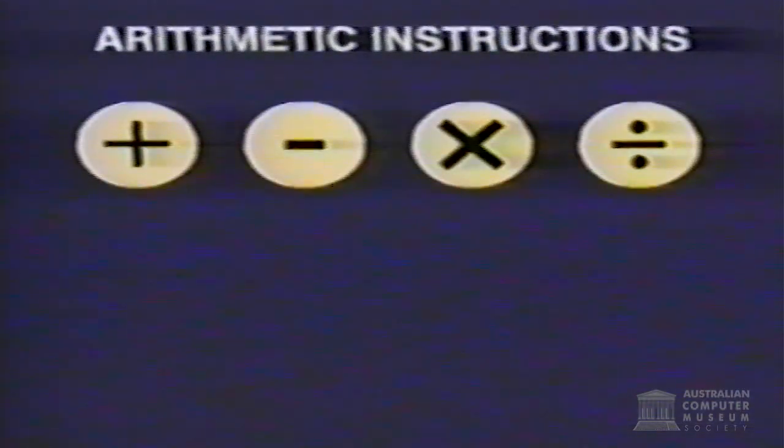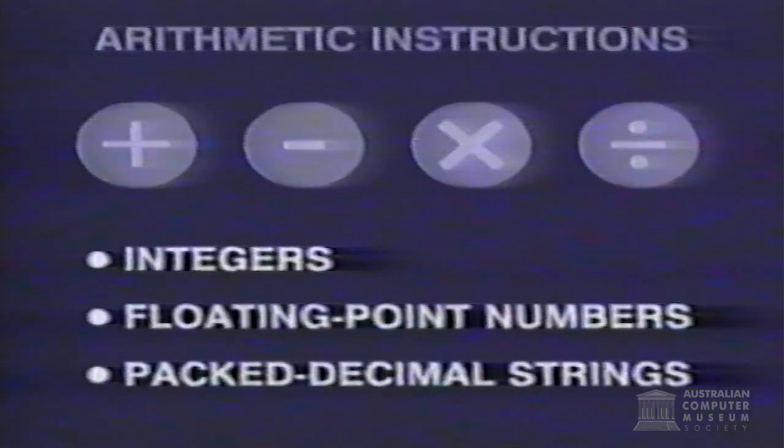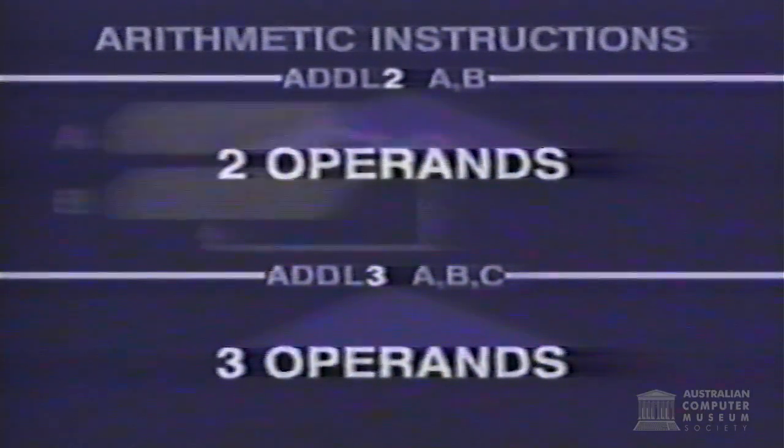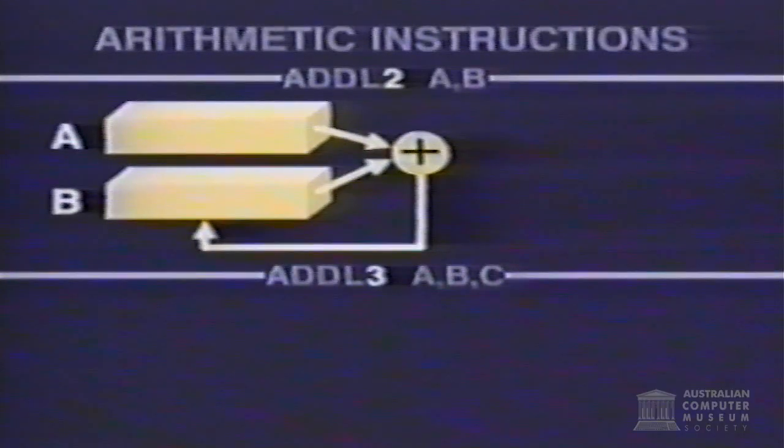There are instructions that perform the 4 basic arithmetic operations: add, subtract, multiply, and divide. Arithmetic operations can be performed on 3 kinds of data: integers, floating point numbers, and packed decimal strings. Of all the string data types, packed decimal is the only format that can be used for arithmetic operations. Most arithmetic instructions are provided in 2 formats: 2 operand instructions and 3 operand instructions. In a 2 operand instruction, the contents of 2 storage locations are operated on, and the result is stored in the second location. In this example, A is added to B, and the sum is stored in B.